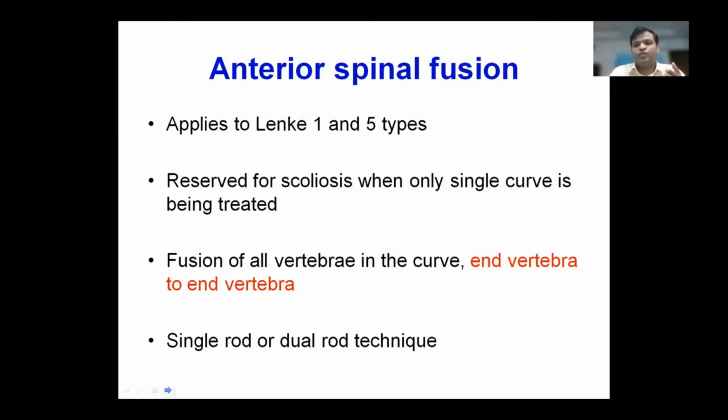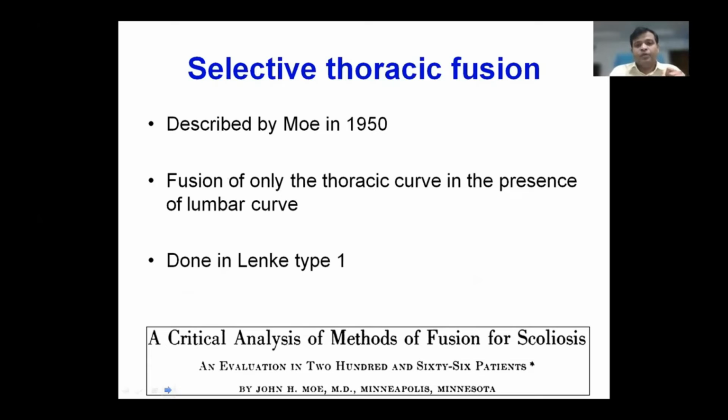Anterior fusion applies to only Lenke type 1 or 5 curves, and it is done when you want to do a single curve fusion. In this, you fuse from end vertebra to end vertebra. You can use a single rod technique or a dual rod technique, depending upon your training.